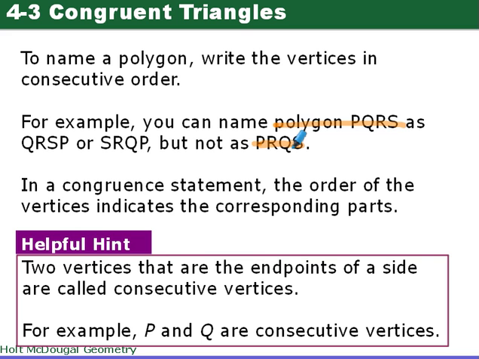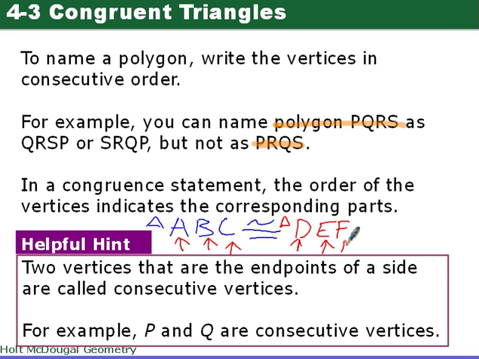In a congruent statement, the order of the vertices indicates the corresponding parts. So a little example: if I have triangle ABC congruent to triangle DEF, this means that vertex A corresponds to vertex D, so those 2 angles are congruent. Vertex B corresponds to vertex E, so those 2 angles are congruent, and vertex C corresponds to F. So be careful when you're naming corresponding or congruent polygons and triangles.